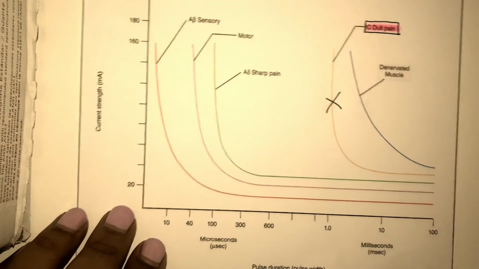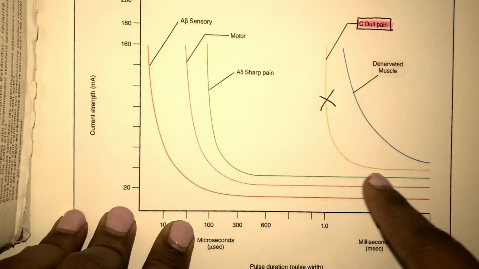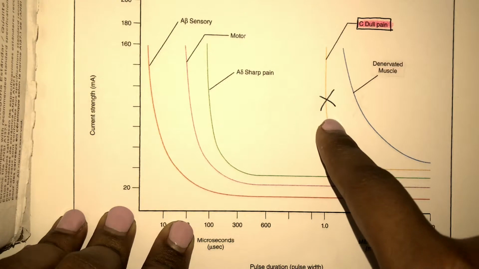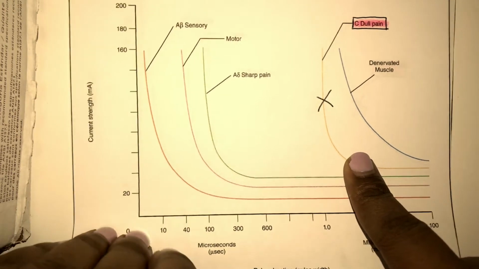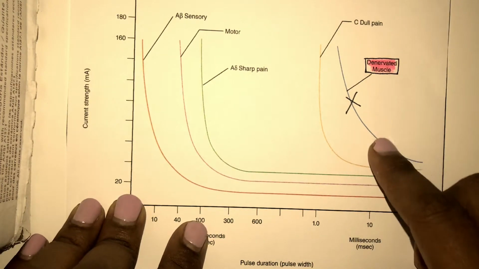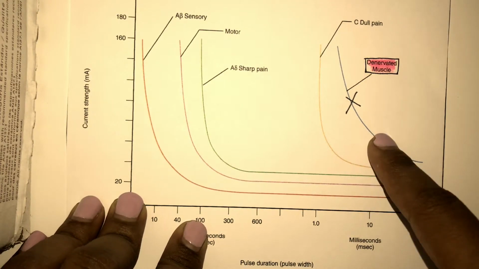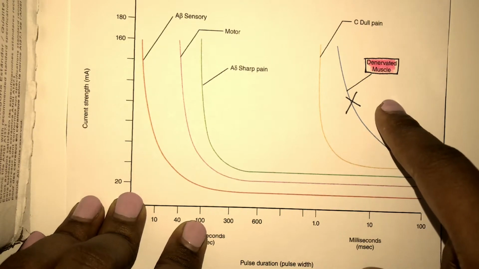If we move to dull pain, we can see here that it's going to take an even longer duration and a higher strength to stimulate dull pain nerves. And finally here we have denervated muscles. This requires the longest amount of time and the highest current strength to send action potential to these muscles to get a stimulation.